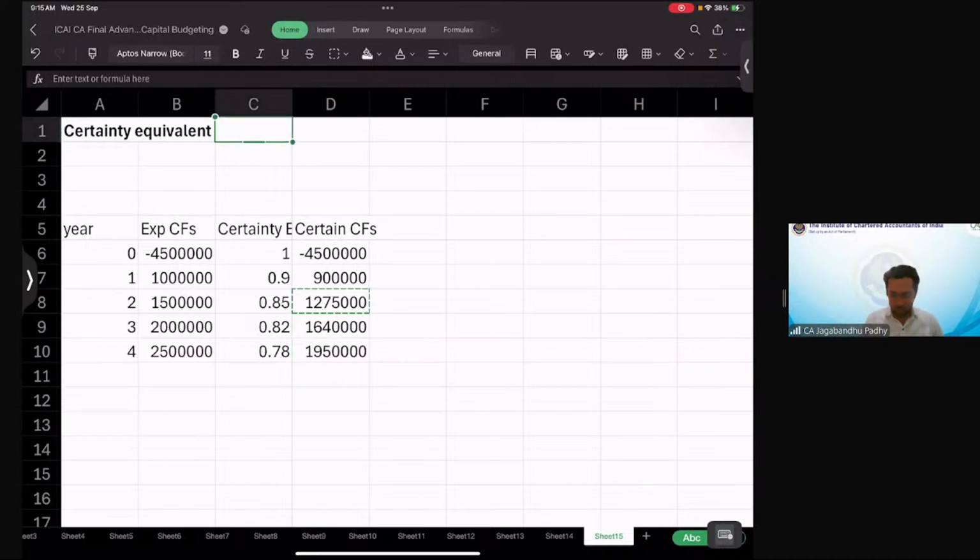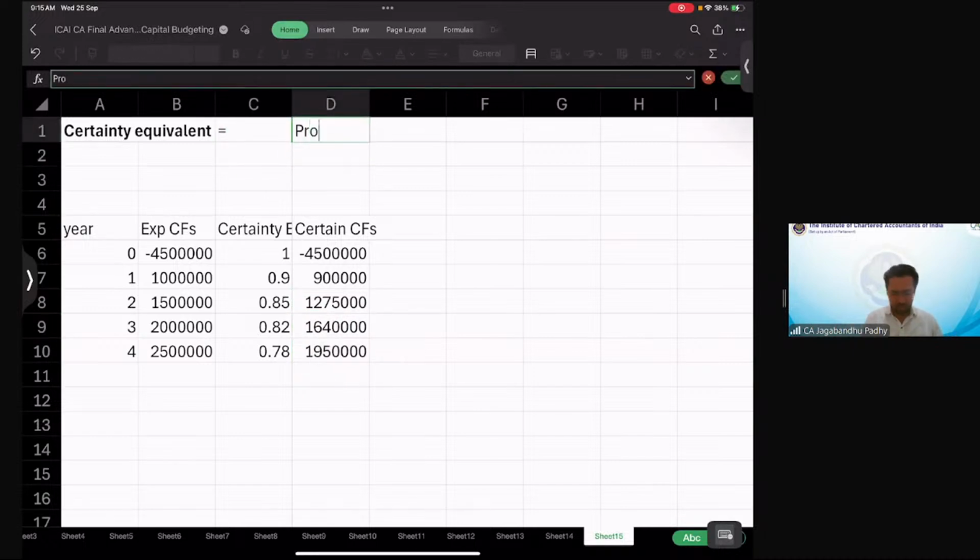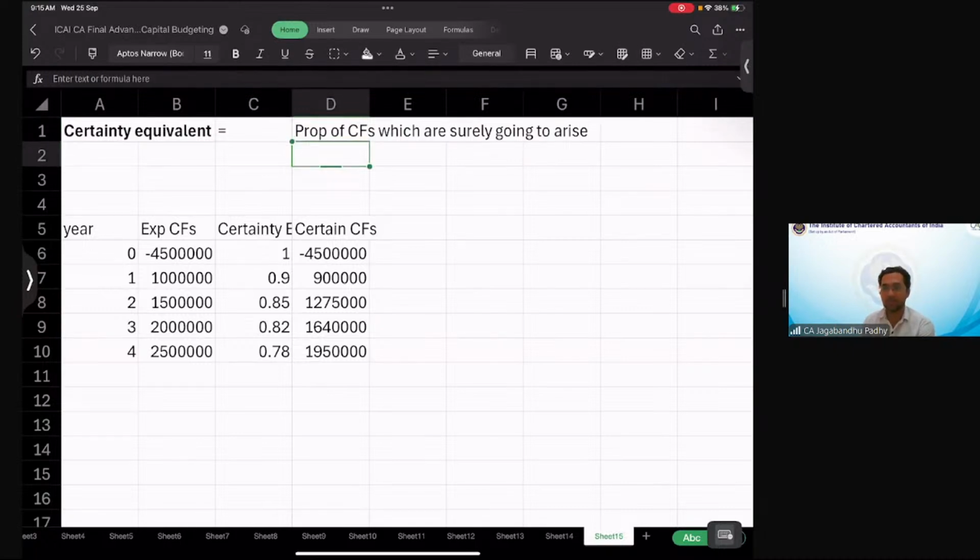So certainty equivalent means what? Certainty equivalent means proportion of cash flows which are surely going to arise, right? So certainty equivalent and probability are not one and the same. I'm not saying that 90% is the probability that you will get 10 lakh. This is giving you the proportion of the cash flow which is certain.